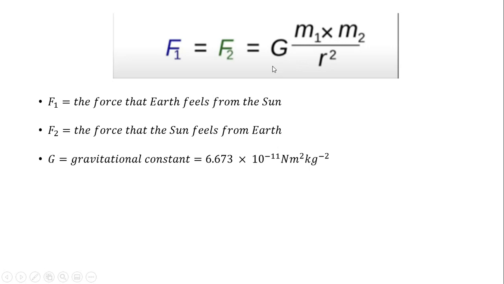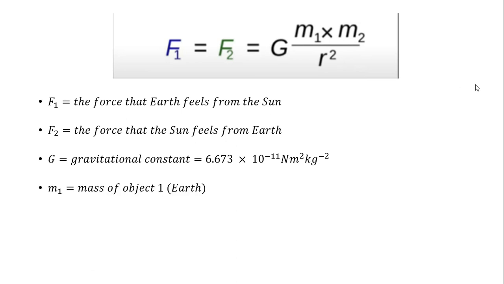This next one, G is our gravitational constant. This number will always stay the same. That's why it's called a constant. Some old man did the math for us, thankfully. And we know we just need to multiply everything by this number for this calculation to work.